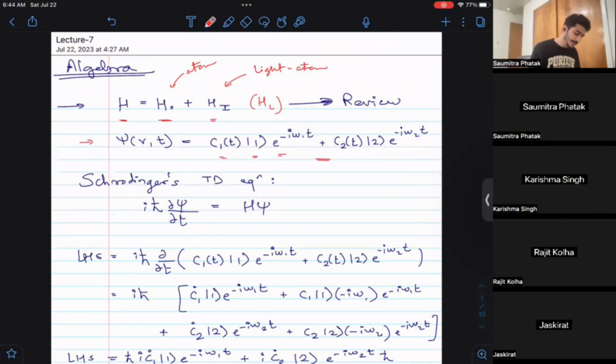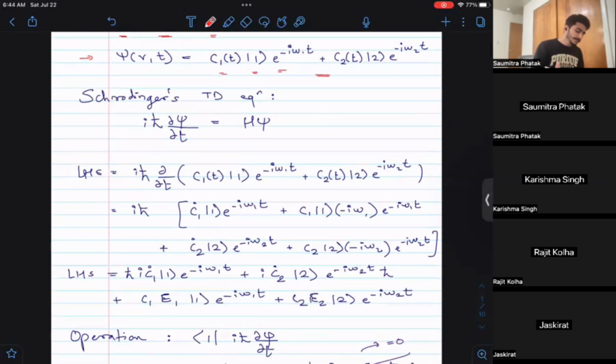If we consider that as psi, then what we want to do is solve Schrodinger's time-dependent equation, always, to get the time evolution of the system. Why is that the case? Because the time evolution is directly dependent on how much energy you possess at a specific moment of time. Whatever energy you possess will determine the dynamics of the system, or how the system will evolve as a function of time.